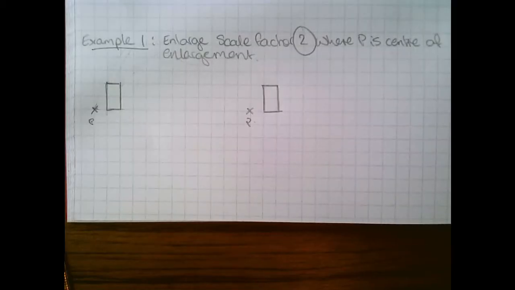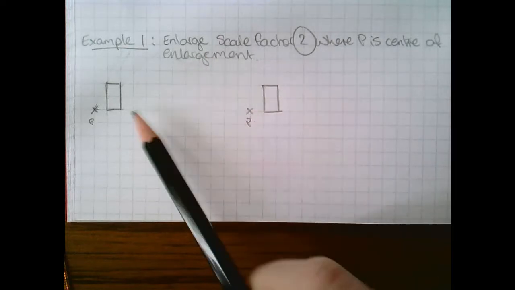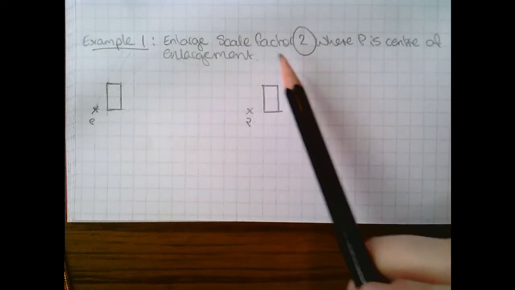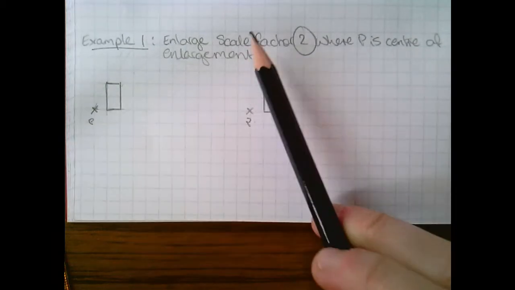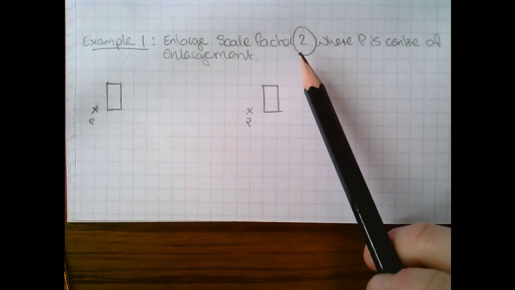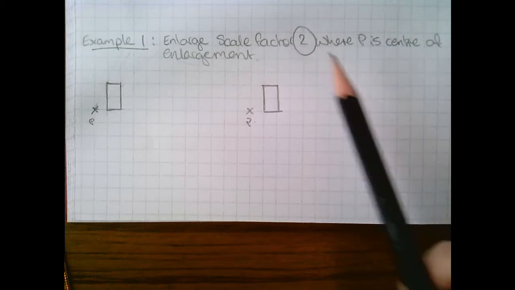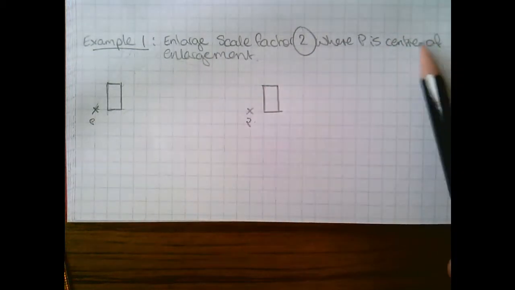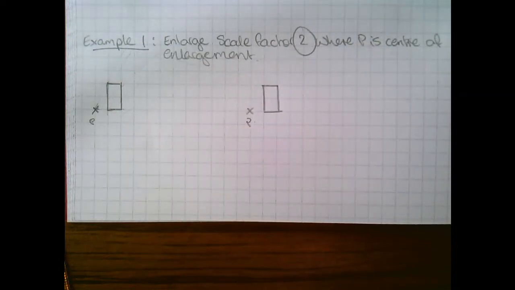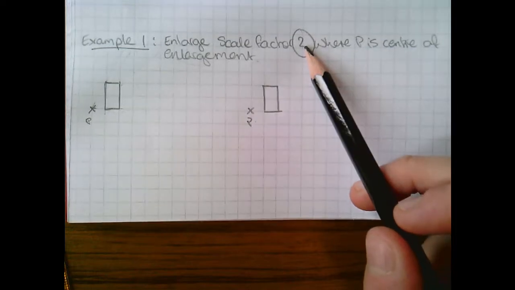In this example, you can see that we have an enlargement, so we need to enlarge this shape by a scale factor of 2, where P is the centre of enlargement. Okay, so we know what a scale factor of 2 means. That just means that we're going to make it 2 times as big. And now we have our centre of enlargement. So this is the second bit that we needed to complete our enlargement, to describe an enlargement. So scale factors, nice and easy. We'll deal with that in a sec.